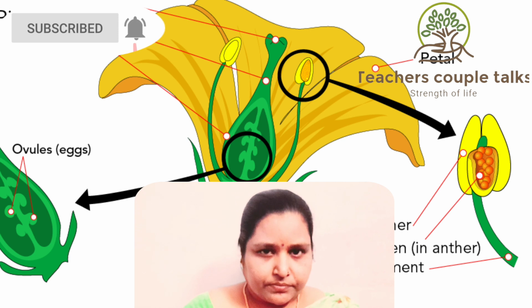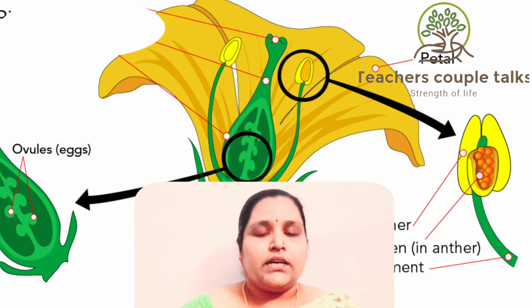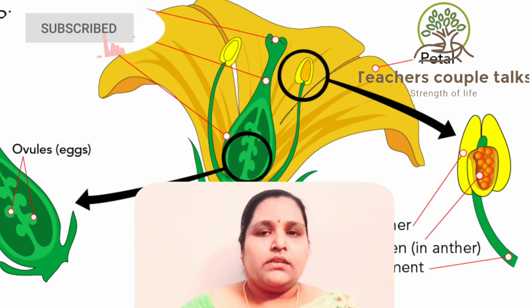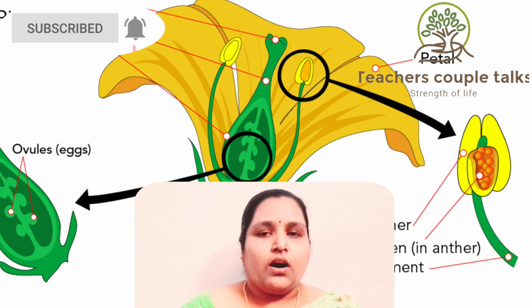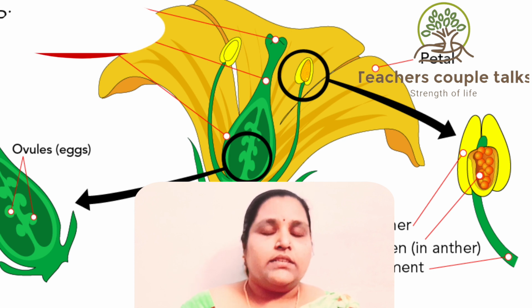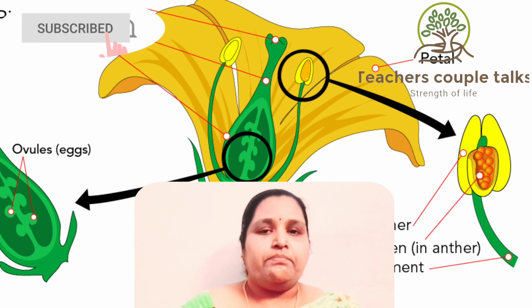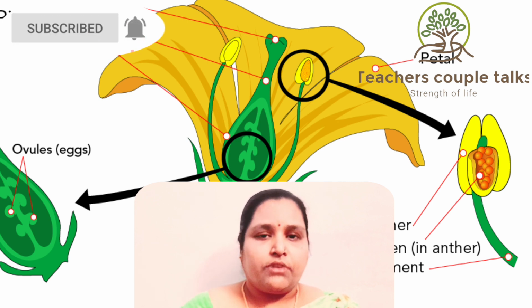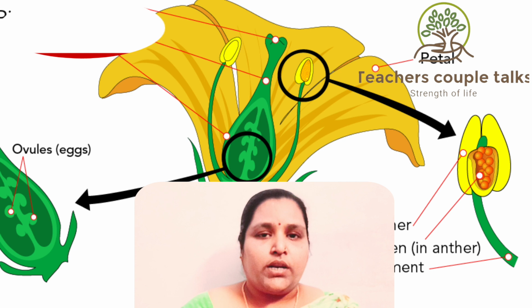Next, when the pollen grain of the male gamete reaches the stigma and enters the ovary of the same flower, it is called self-pollination.